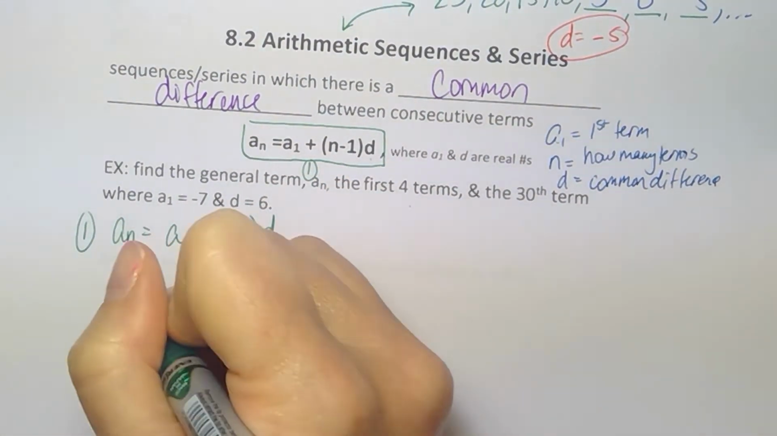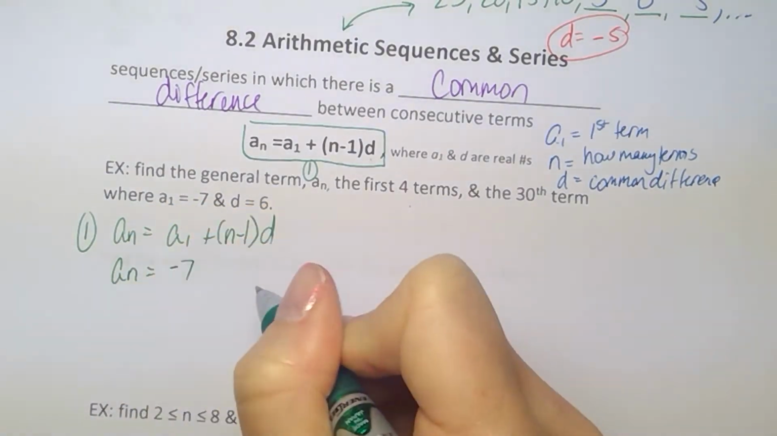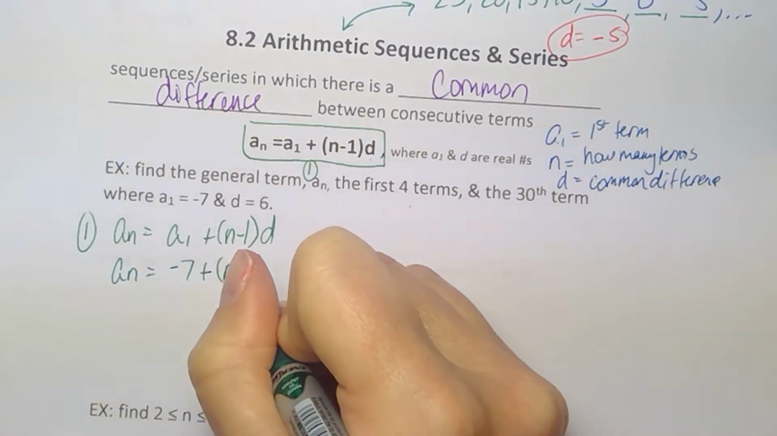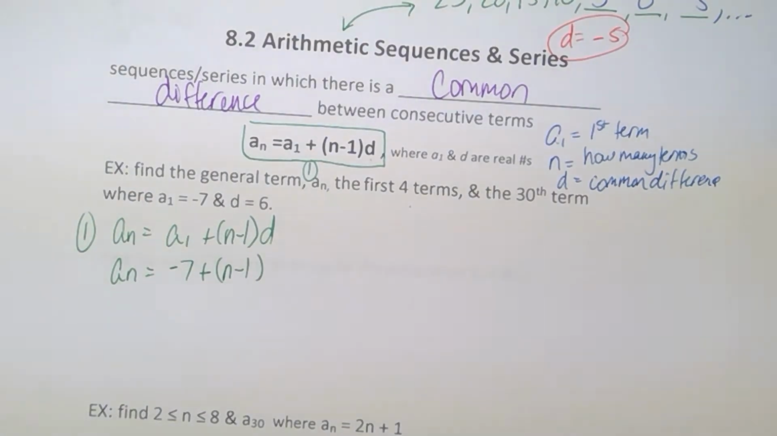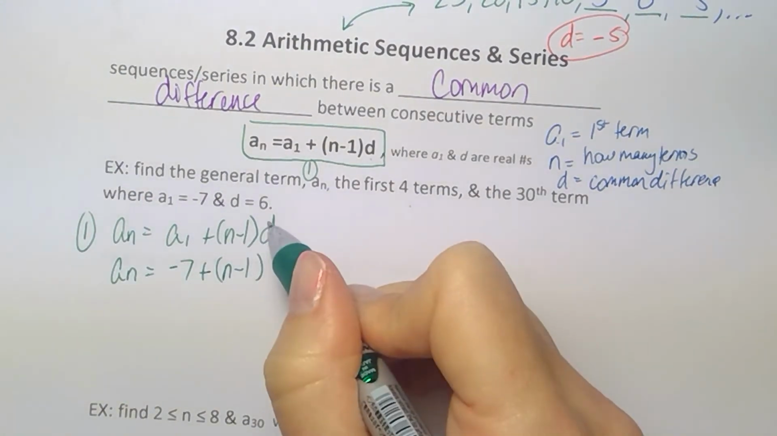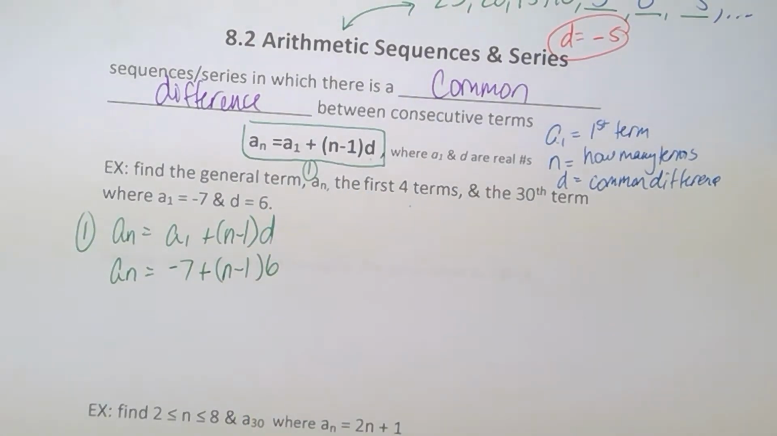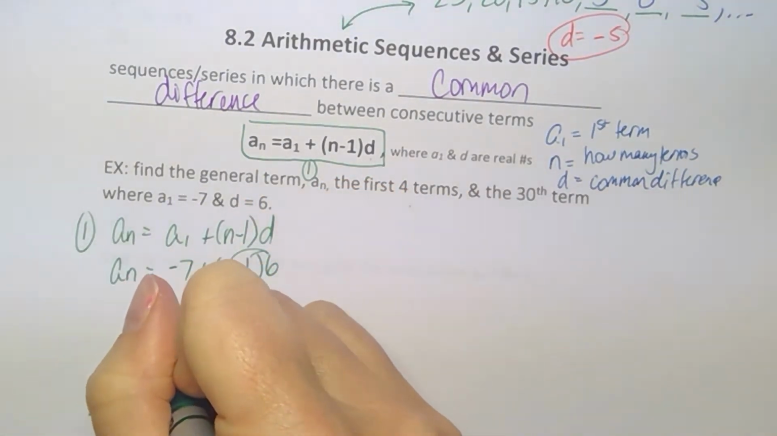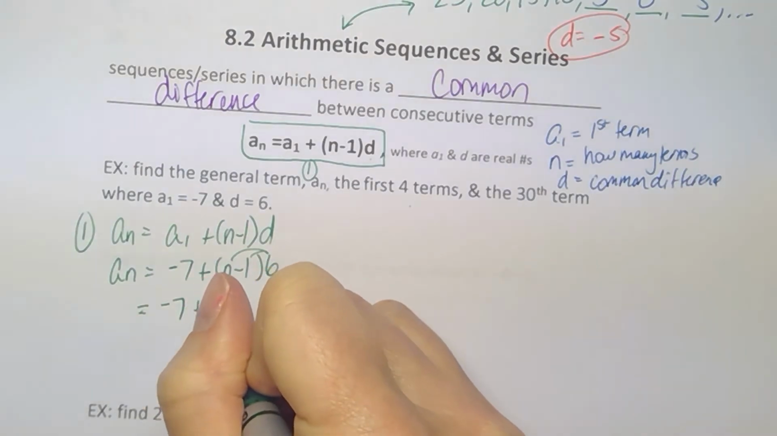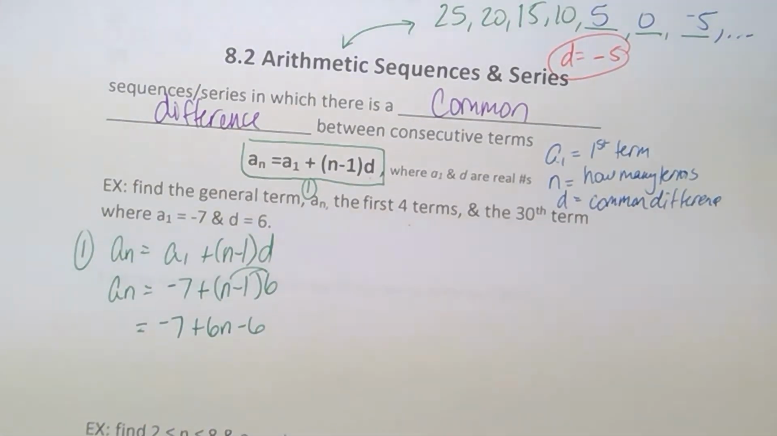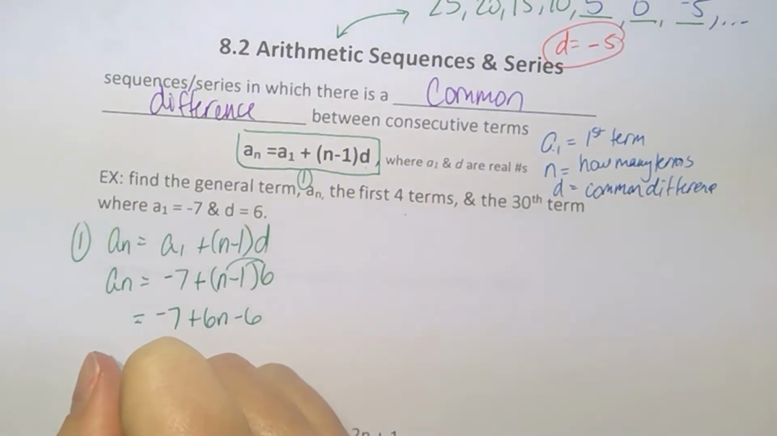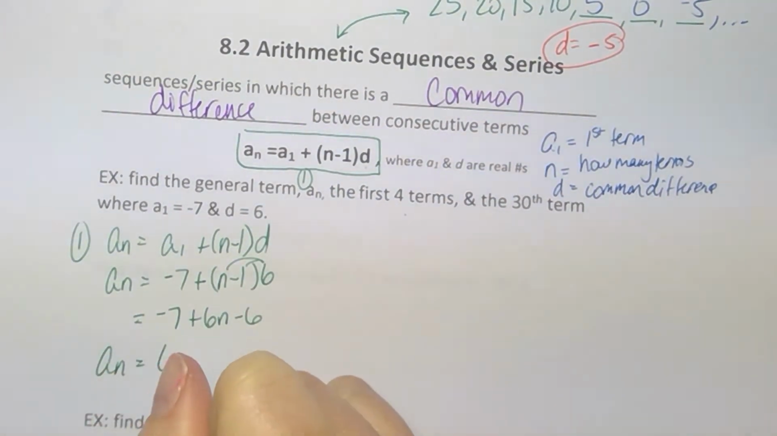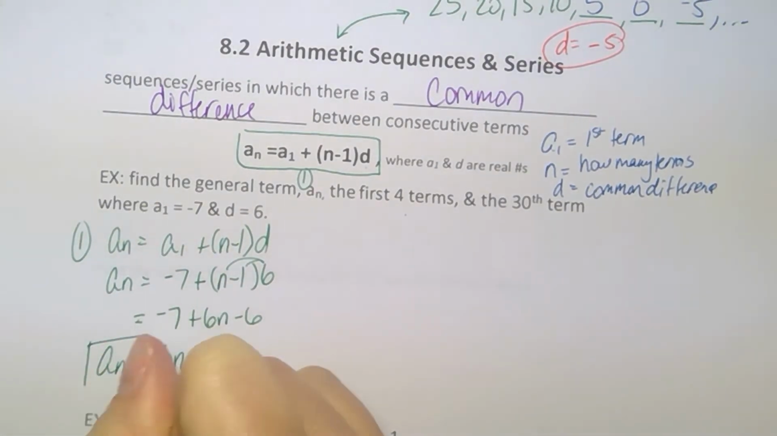I'm given my first term is -7, so a sub n equals -7 plus n minus 1. I haven't been told how many terms there are, so I just leave that as n, times d, my common difference, which is 6. Well, I'm going to use order of operations here. So I'm going to distribute. That gives me -7 plus 6n minus 6, which if I put those in order with the constant last after combining like terms, my general term is 6n minus 13.